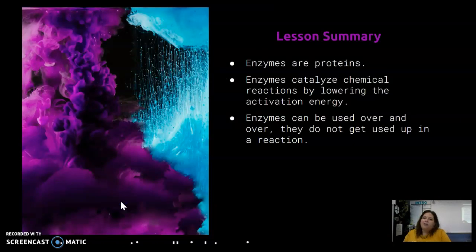All right, so in summary, enzymes are proteins, okay? They are catalysts, which means they speed up chemical reactions by lowering the activation energy, okay? And they can be used over and over since they do not get used up during the reaction.